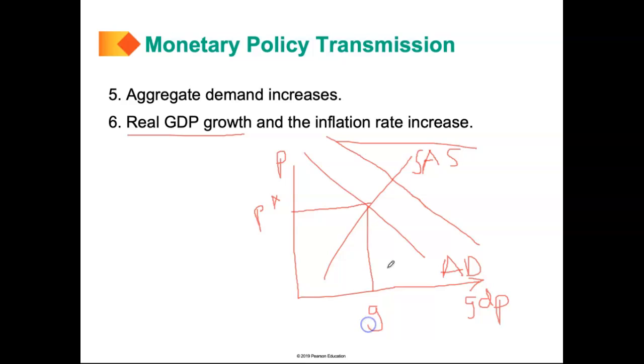GDP, which I'll denote by G, clearly increases, and the price level also increases. The price level increases to, let's say, P double star. If the price level increases, that's inflation, and if GDP increases, that is GDP growth or economic growth. So that is how monetary policy works through the economy.